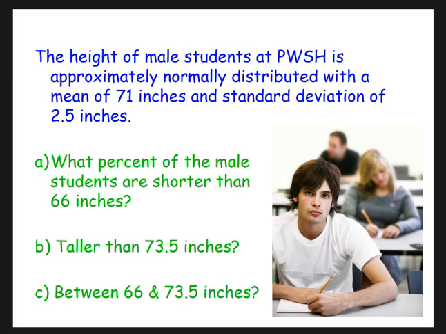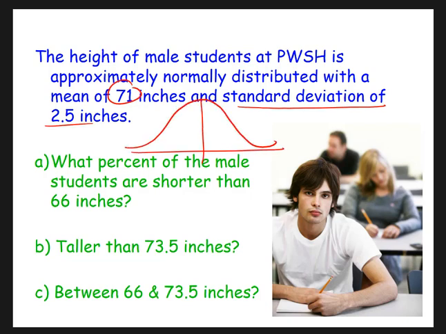So if the height of a male student at PWSH is approximately normally distributed with a mean of 71 inches and a standard deviation of 2.5, that means we have this bell curve. 71 is in the middle. If we go 2.5 this way, that's 68.5. Another 2.5 would be 66. This would be 62.5. Going this way, one standard deviation would be plus 2.5, which is 73.5. Next would be 76 and 78.5. So we just added 2.5 inches each direction, or subtracted going to the left. That's steps of one standard deviation.